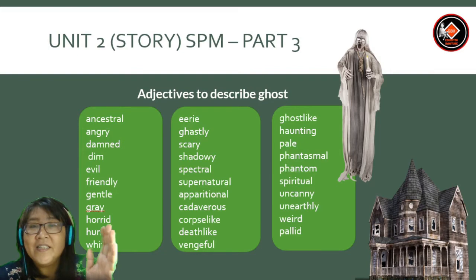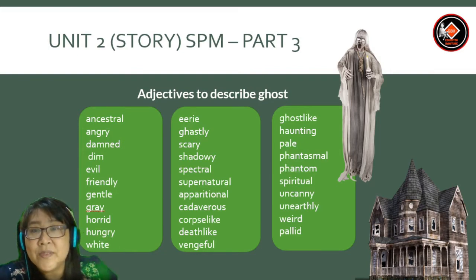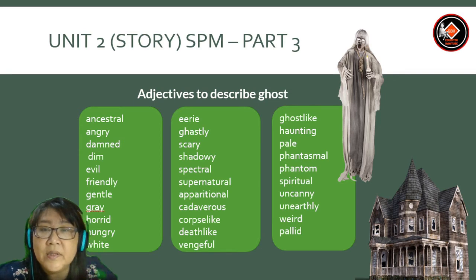Here we have some adjectives to describe ghosts. You can say ancestral ghost, angry ghost, damned, dim, evil, friendly, gentle, grey, horrid, hungry, white. We have eerie, ghastly, scary, shadowy, spectral, supernatural, apparitional, cadaverous, corpse-like, death-like, vengeful, ghost-like, haunting, pale, phantasmal, phantom, spiritual, uncanny, unearthly, weird, and pallid.